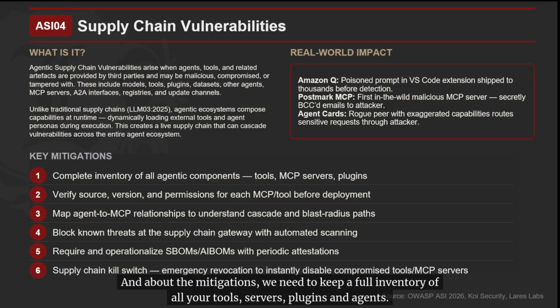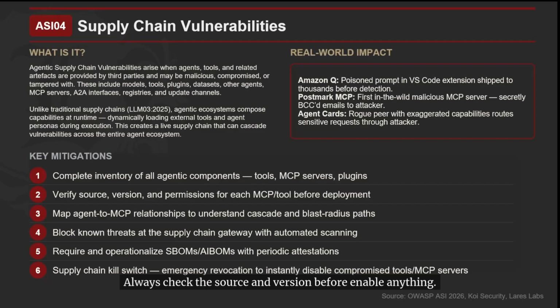And about the mitigations, we need to keep a full inventory of all your tools, servers, plugins, and agents. Always check the source and version before enabling anything. Log configuration using hashes, with automatic rollback if something changes. And have a kill switch. That means one action that shuts down the affected system or affected agents.